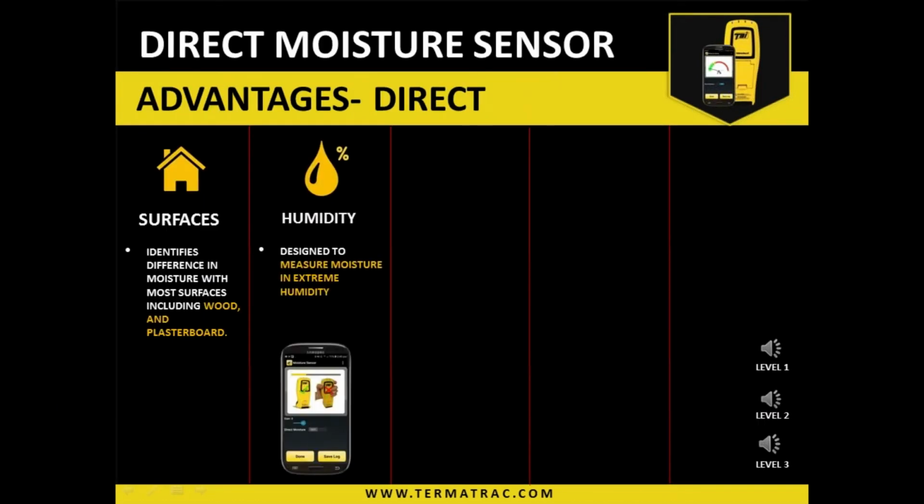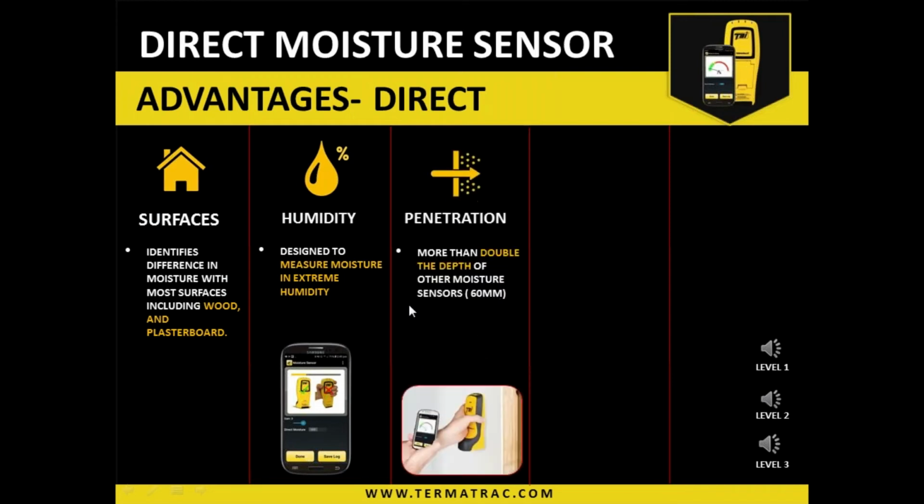So the advantage of the direct moisture meter. Now again, it is more designed for using on wood, plasterboard type products as opposed to masonry and concrete. That's where we'd use the relative meter. So it does identify differences in the moisture in those materials. It's designed to work accurately and measure within high humidity areas. And that's purely due to the self-calibration of the device.